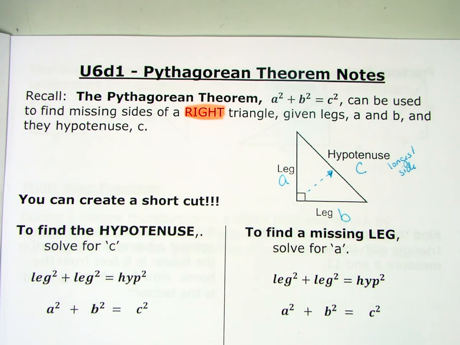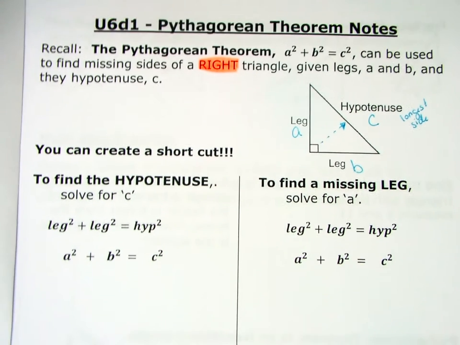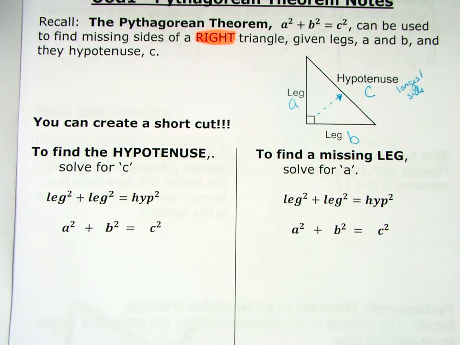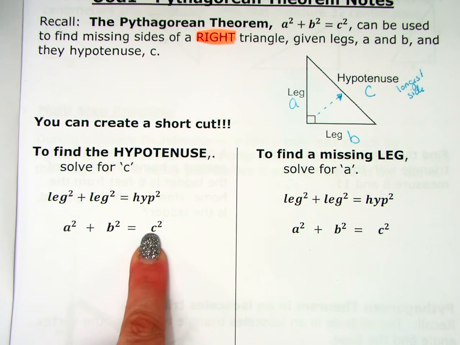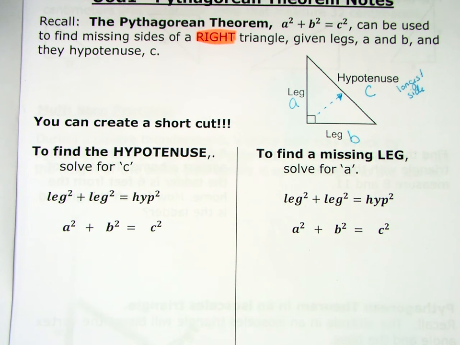Because usually they're going to give you two sides and you're going to be trying to find the third side. Okay? So when I look at the first one, it says to find the hypotenuse. So we're going to solve for the hypotenuse, which is C. So I'm going to solve this equation for C. Right now C is almost solved for. It's all by itself, but it's being squared. And I don't want to solve for C squared. I want to solve for just C. So how do I get rid of the square?